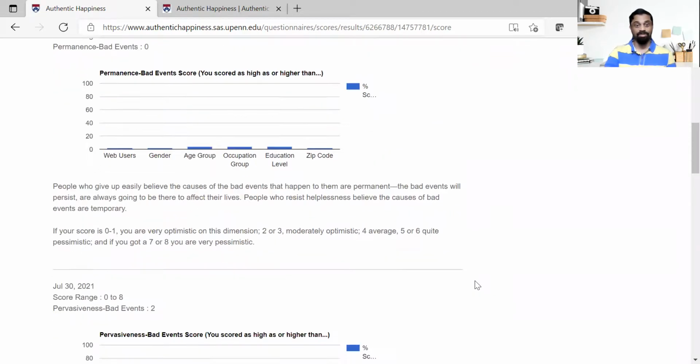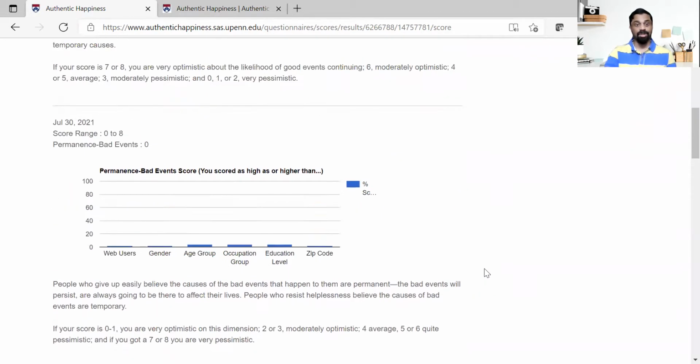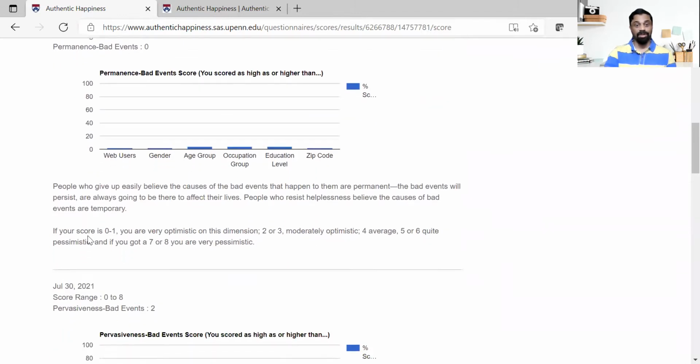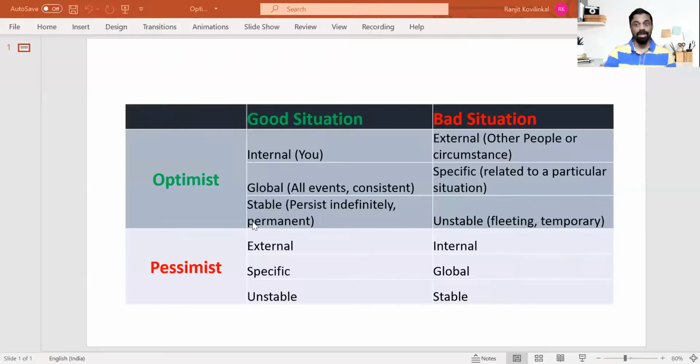And in terms of bad events, my score is 0. If you see the interpretation of scores, if your score is between 0 and 1, again, you're very optimistic. Now, just to refresh your memory, let me share the screen of how the optimist and the pessimist look at good situations and bad situations. This I had explained in the previous video. I will again put it up just to refresh your memory.